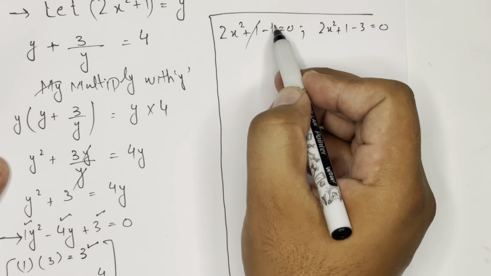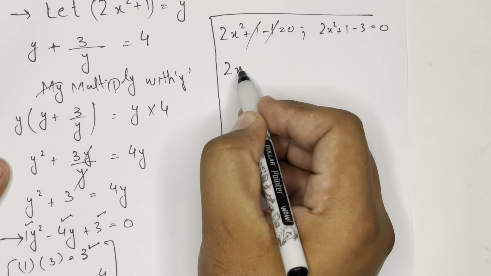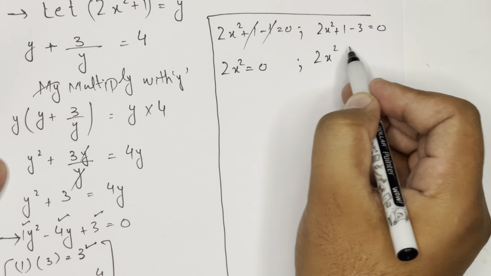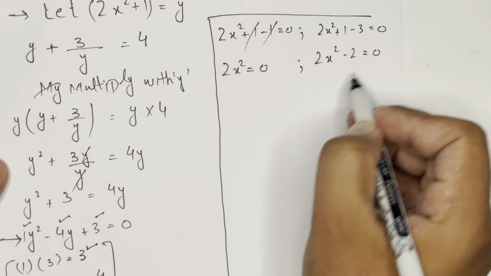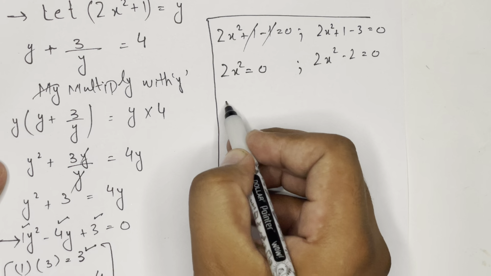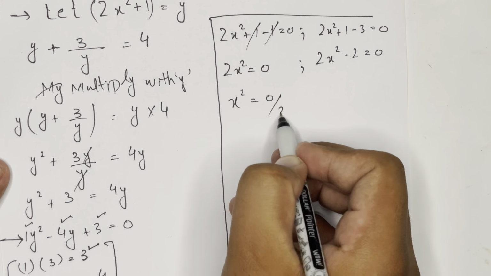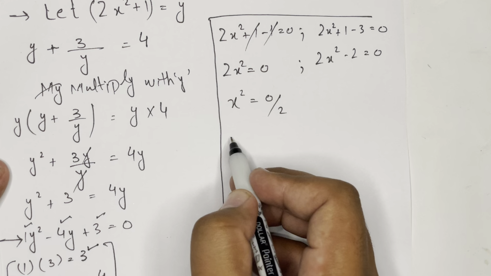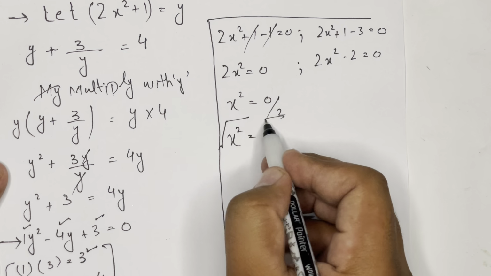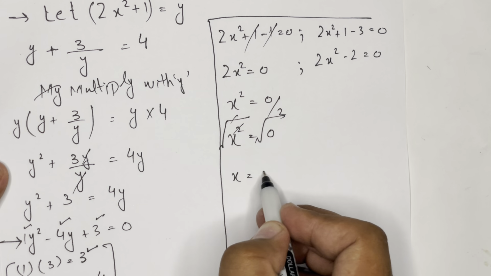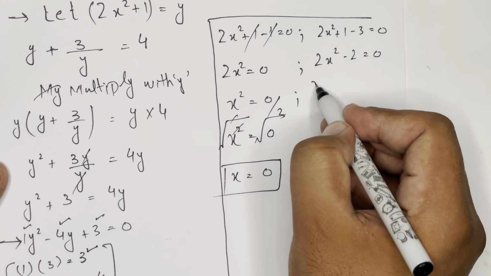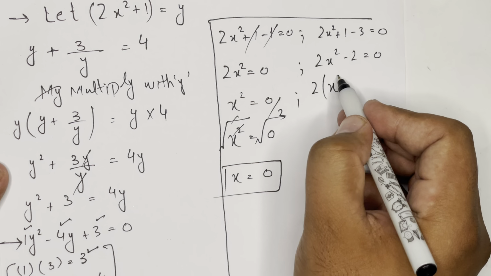As I know, +1 and -1 cancel each other, and this becomes 2x² equal to 0. When I simplify this, 2x² equal to 0, 2 is multiplying here, and on the other side it becomes x² equal to 0 over 2, and I know that this term becomes 0, so I can write x² equal to 0, and when I take the square root of this term, x equal to 0. So one value is 0.